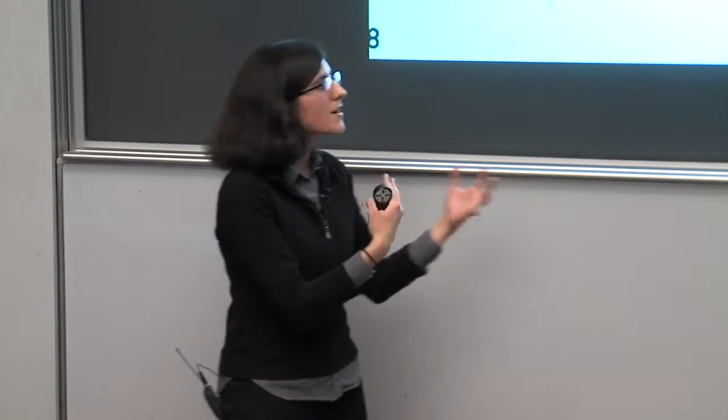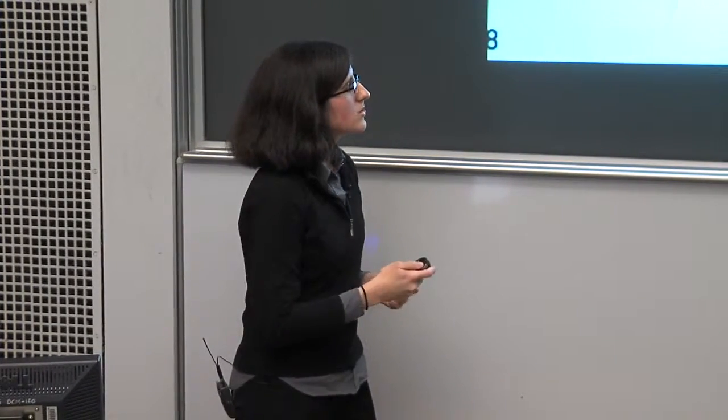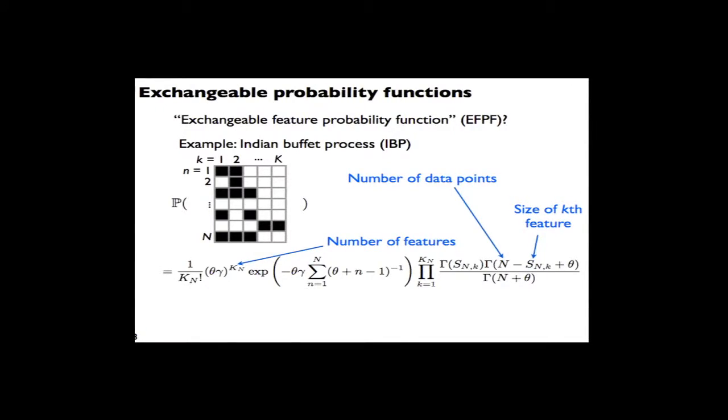In feature modeling, that isn't the case anymore. I can have 10 data points and 0 features. I can have 100 data points and 0 features. These are all acceptable. And so we don't have this sort of strict tie anymore with the number of features and the number of data points. So we see that if we're going to have something like a partition probability function here, it's going to have to be a function of the number of data points and then a symmetric function of the sizes of the features.